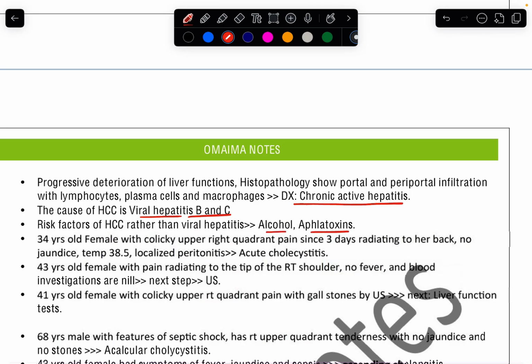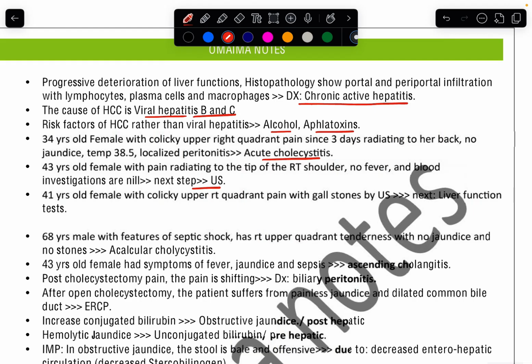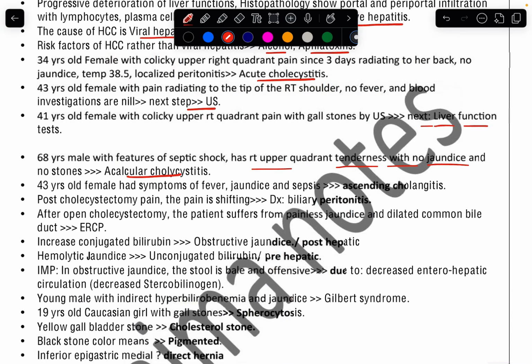34-year-old female, colicky upper abdominal pain since 3 days, radiating to the back, no jaundice, with temperature: acute cholecystitis. 43-year-old with pain radiating to the tip of the right shoulder, blood in this, next step is ultrasound. 41-year-old female, colicky upper abdominal pain, gallstone by ultrasound, next liver function. 68-year-old male with features of septic shock and right upper abdominal pain, no jaundice, a calculus, diabetic patient, if shock is there.